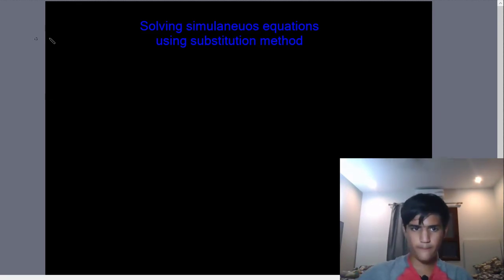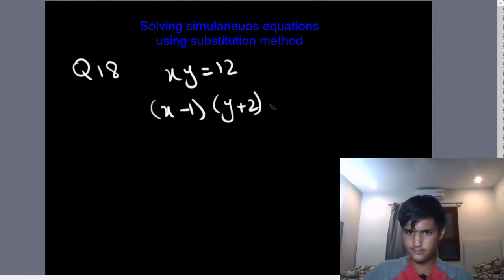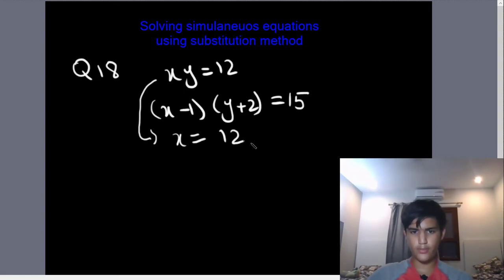Question number 18, which is xy is equal to 12 and (x minus 1)(y plus 2) is equal to 15. This is a very technical question, but don't worry, I found the answer and I'm going to walk you through it. So we're going to make x the subject in this equation, so in this case it will be x is equal to 12 upon y.